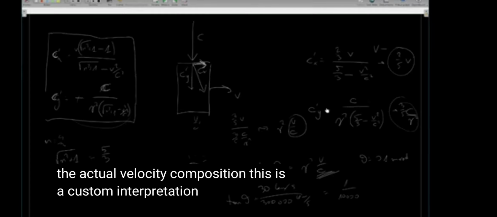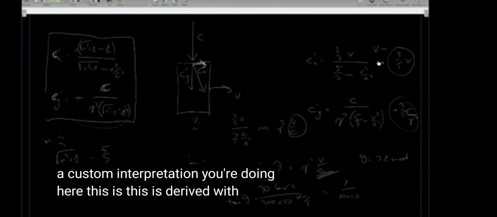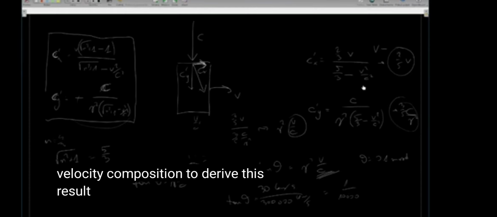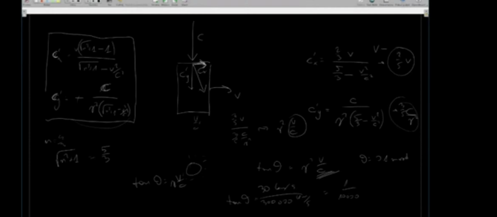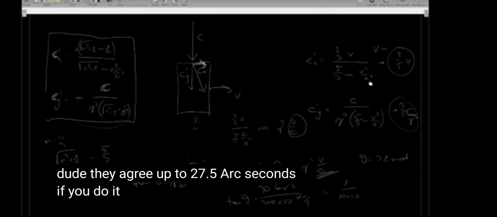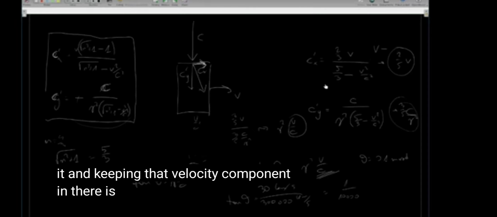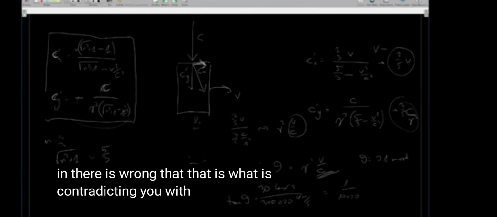That's a huge mathematical assertion that contradicts the actual velocity composition. This is a custom interpretation you're doing. This is derived with the velocity composition. I just used the velocity composition to derive this result. They agree up to 27.5 arc seconds if you do it right. So your assertion about dragging it and keeping that velocity component in there is wrong. That is what is contradicting you with air.